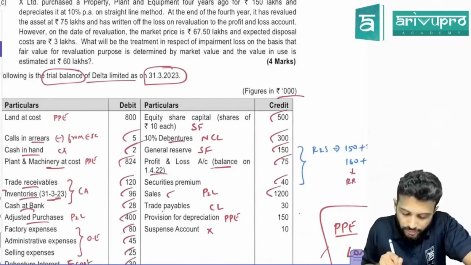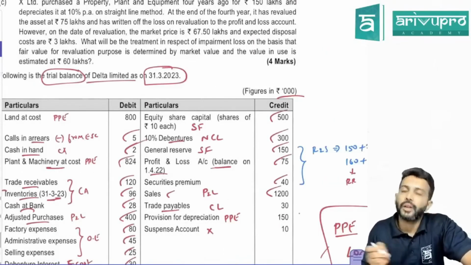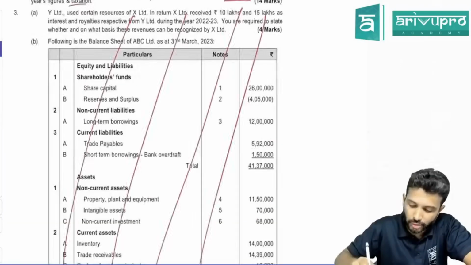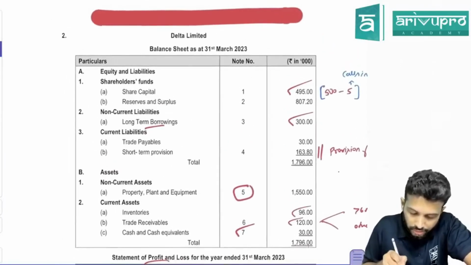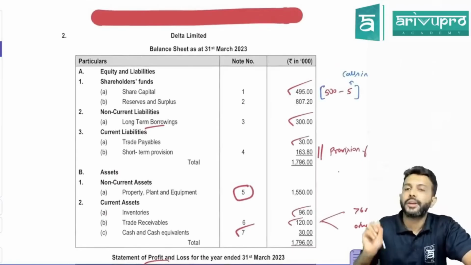Next, what, sir? Trade payable. Trade payable, where will it come? Under current liability, 30. Check, have they shown under current liability 30 in the balance sheet? This is your current liability, trade payable 30.